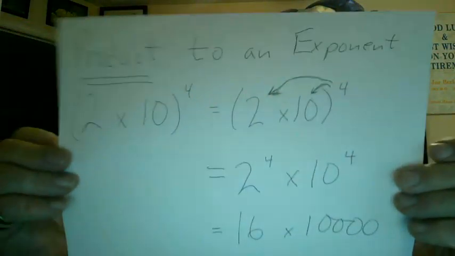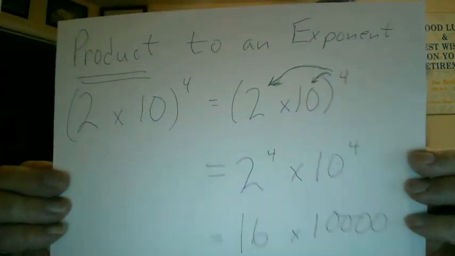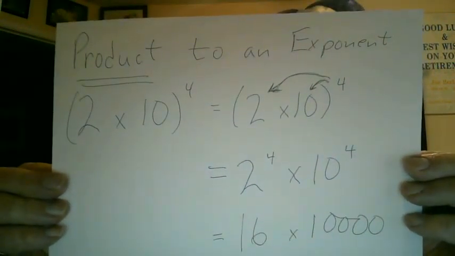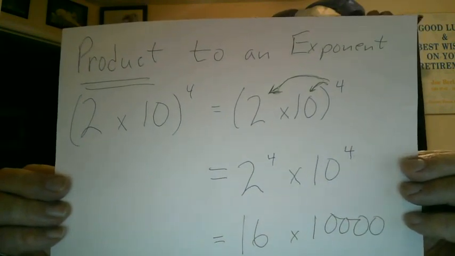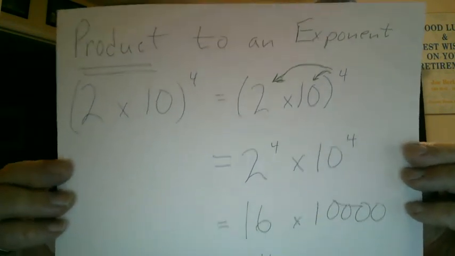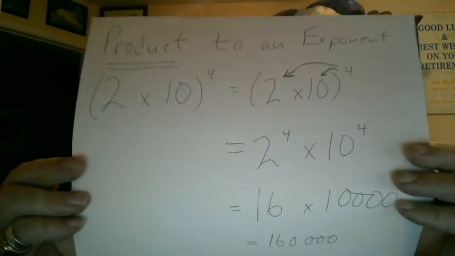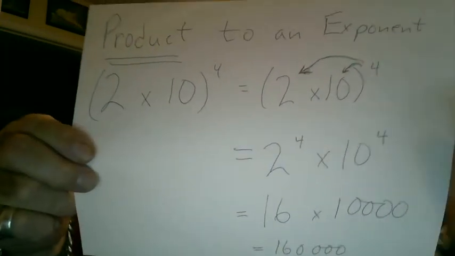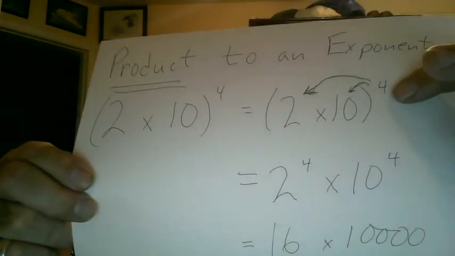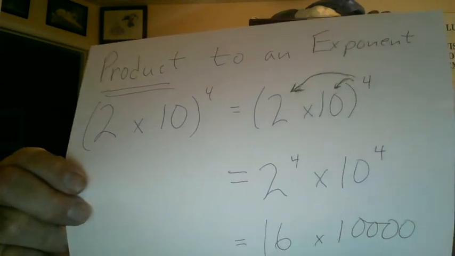Part 2. Here we're going to talk about the product and quotient of an exponent. So let's talk about the product first of all. The product of an exponent basically means that when we have something like 2 times 10 to the fourth power, the exponent applies to everything inside the brackets.